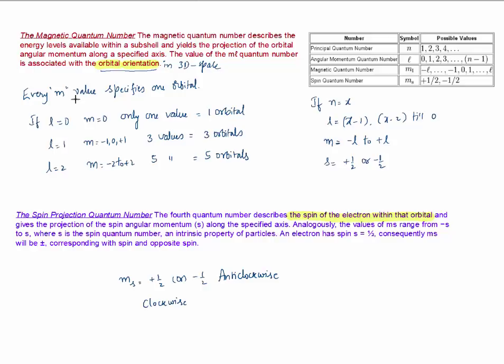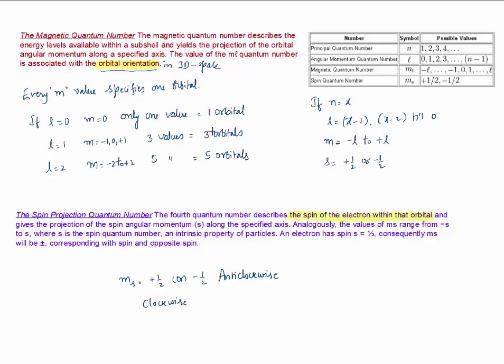Now, every m value specifies one orbital. This is a very important part. If L is equal to 0, mathematically m can be 0, so only one value is feasible. If L is equal to 1, m is minus 1 to plus 1, 3 values are feasible, so it is 3 orbitals. If L is equal to 2, 5 orbitals. If you are getting confused about how you ended up with that, please remember, if n is equal to x, L can be x minus 1, x minus 2 till 0. m will be minus L to plus L, s can be plus half or minus half.